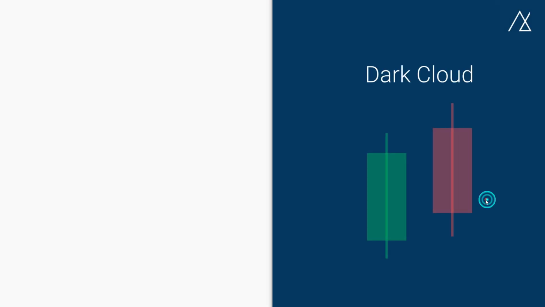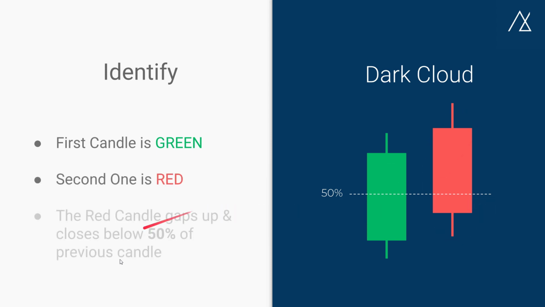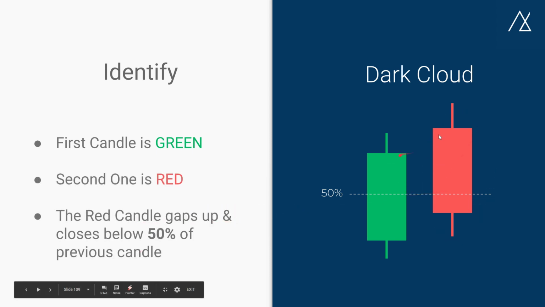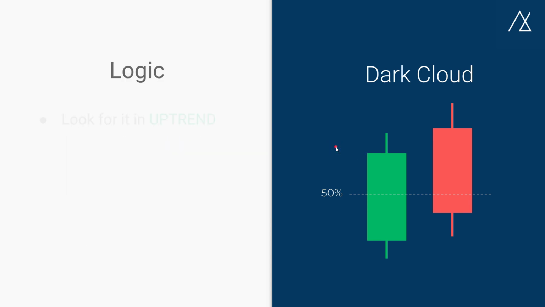Now dark cloud is totally opposite of a piercing candle, wherein there is a green candle first, followed by a red candle, and the red candle closes below the 50% of the previous candle. So as I told you, first is green, second one is red, and the red candle has gapped up. But the price has closed below the 50%, showing there is bearish force. What is the logic?